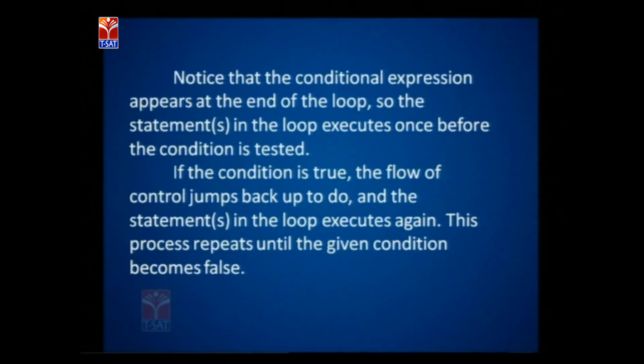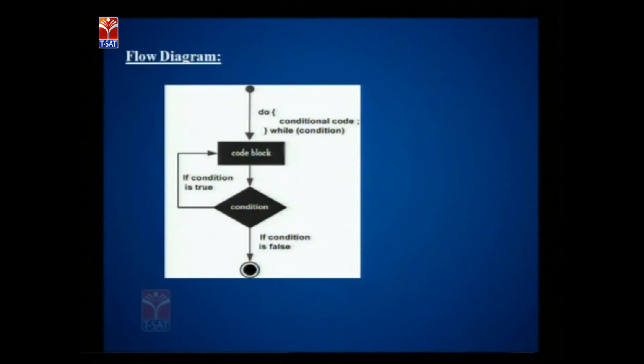If the condition is true, the flow of control automatically jumps back up to the top, and the statement in the loop executes again and again. And also, the loop stops when the condition becomes false. Let us have a look at the flow diagram.